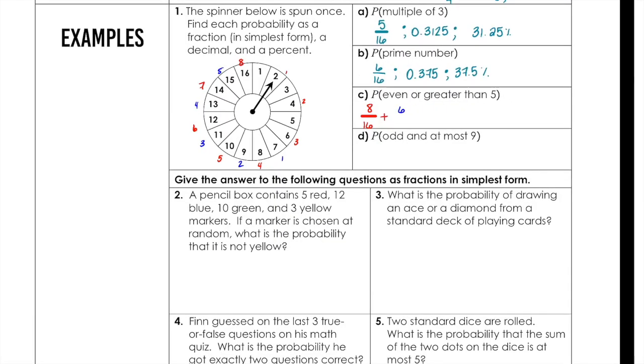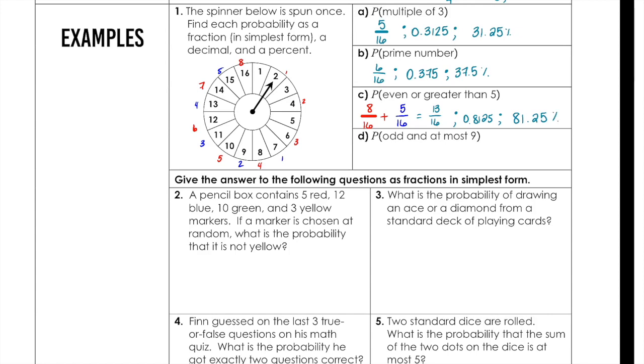So there were 5 possible outcomes out of 16. So 8 of those are even. 5 of them are greater than 5, but do not include the ones that were already counted for even. So we're going to add them together, and we get 13 out of 16, which in decimal is 0.8125, and in percentage, 81.25.